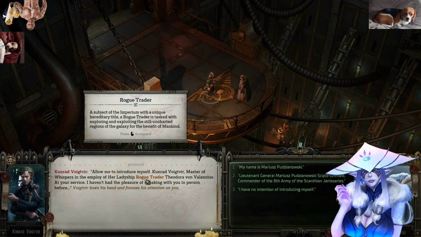So what are rogue traders? A subject of the Imperium with a unique hereditary title, a rogue trader is tasked with exploring the still uncharted regions of the galaxy for the benefit of mankind.